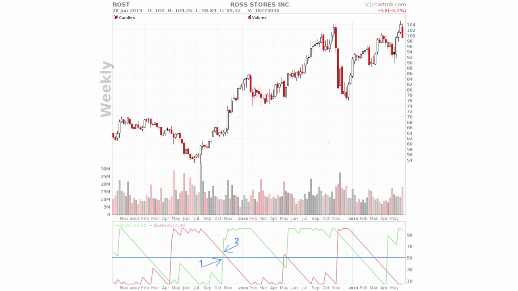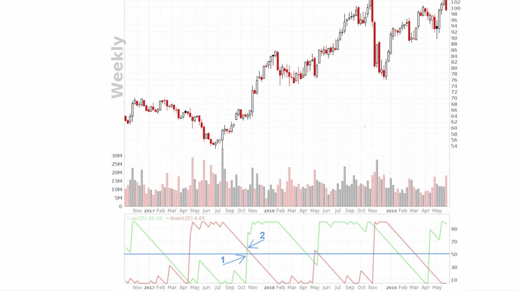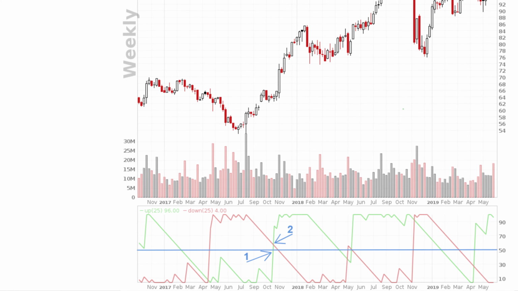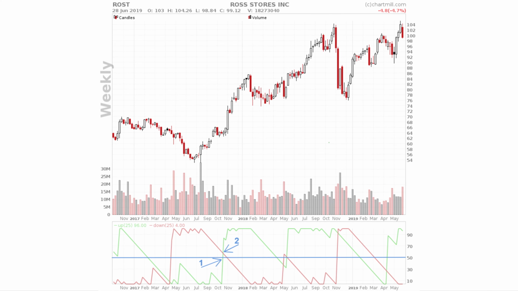Keep in mind that the order of the signals does not have to follow this exact sequence. In this chart, for example, you can see that the Aroon up first rises above the 50 level and only afterwards crosses the Aroon down.